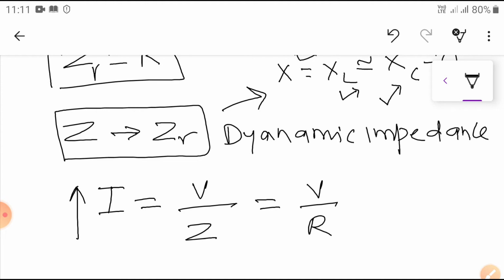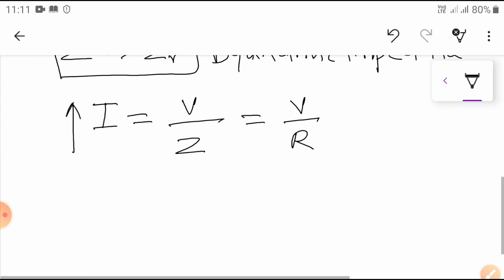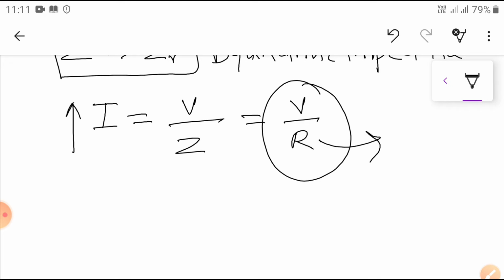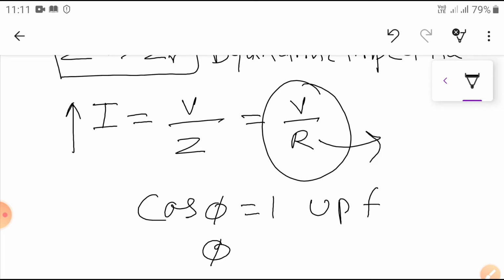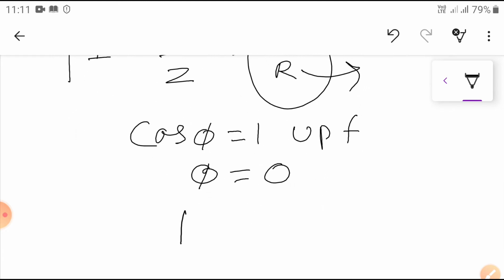At resonance, what are the phase angle phi, the resultant angle? It becomes 0. So here I is equal to V by R, the circuit behaves as a resistive circuit. Then what is cos phi? Cos phi is equal to unity, power factor UPF. Then what is the angle? Cos inverse of 1 is equal to 0, the phase angle is also 0. Then what is the power? Power is equal to I squared R only, or we can write V squared by R.